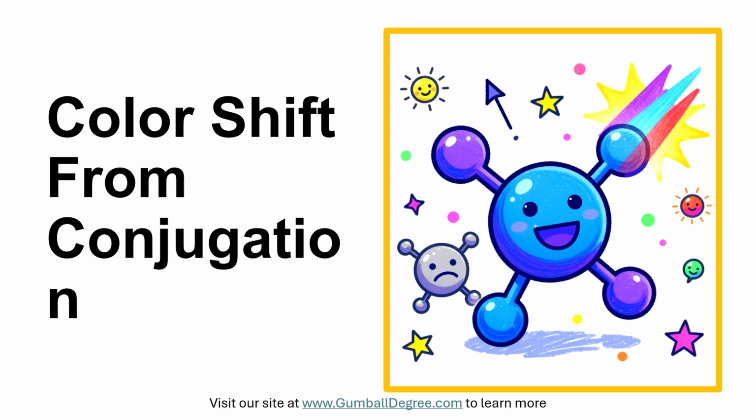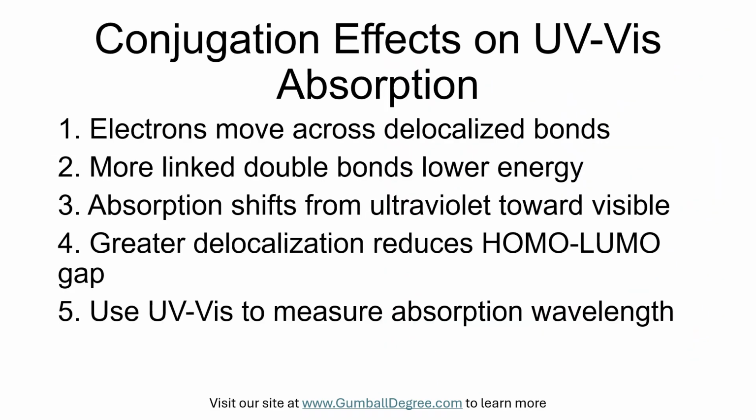Extended conjugation lowers the energy gap between the highest occupied molecular orbital and the lowest unoccupied molecular orbital, causing absorption to shift to longer wavelengths, so conjugated systems absorb light at lower energy. Think of molecules like a set of stepping stones for electrons.